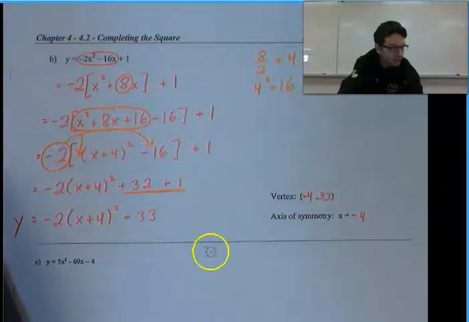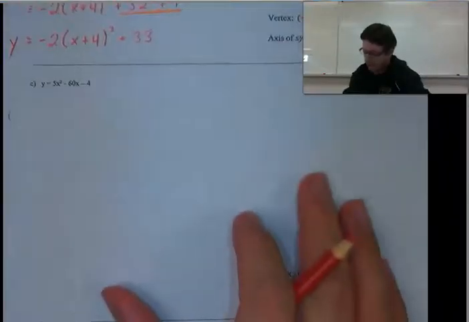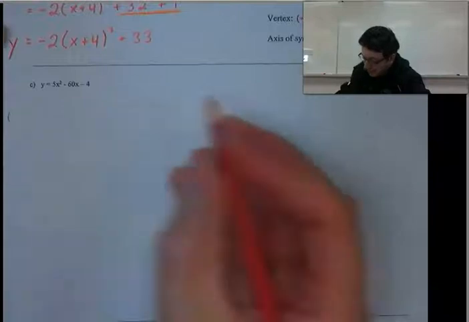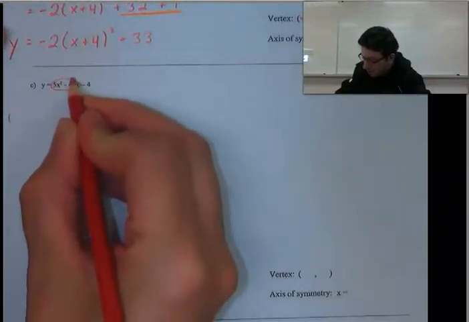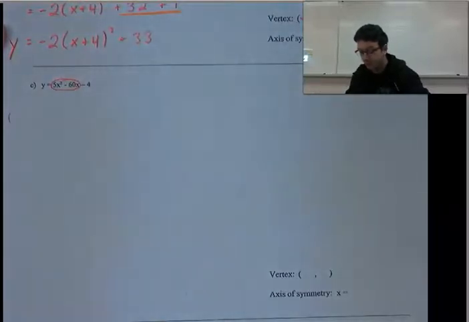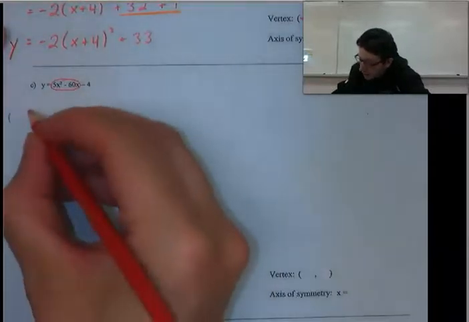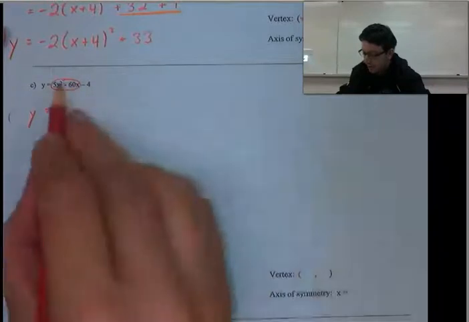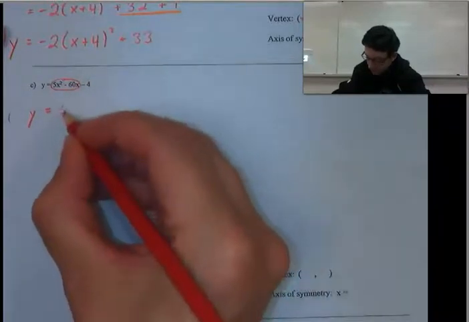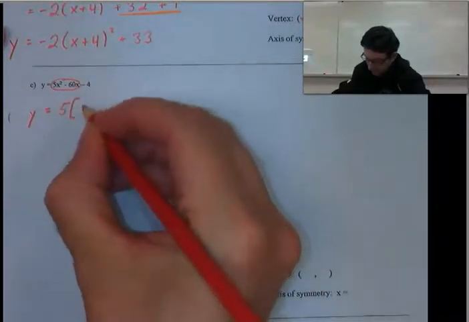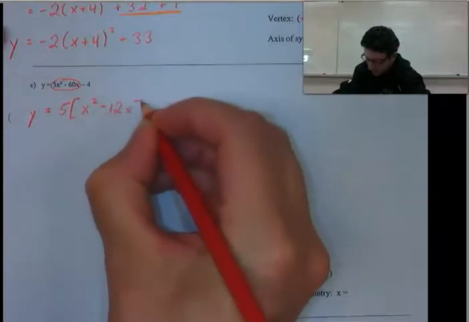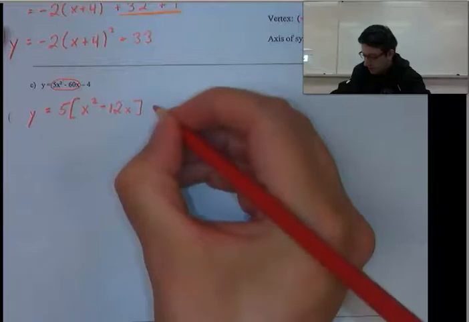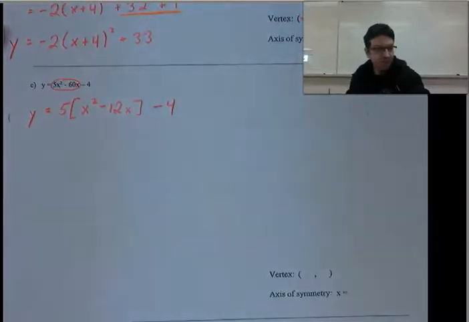Just pause there. Alright, so in this example, same thing. Let's look at our first two terms and pull out the greatest common coefficient, I guess. So y equals, in this case, 5. So we'll pull out a 5. And I'm left with x squared minus 12x. And then we still got this -4 on the end there.